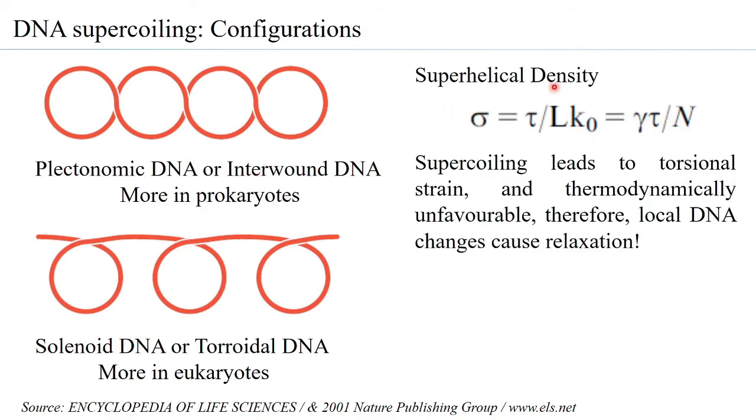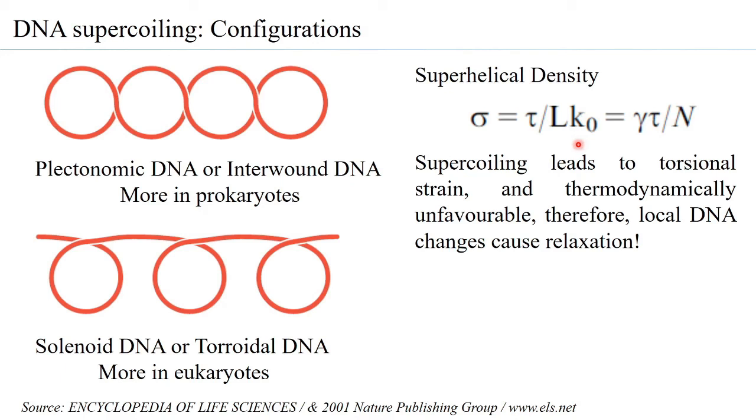Well, there is one more parameter associated with supercoiling, and that is called the superhelical density, which is denoted by sigma. So what is sigma? Sigma is basically the change in linking number, that is tau, divided by the linking number when the DNA is at rest.